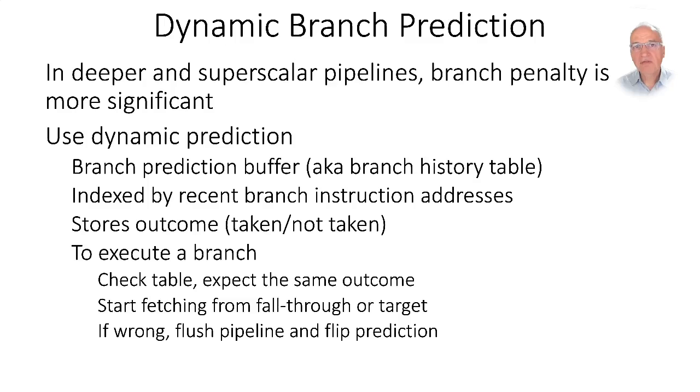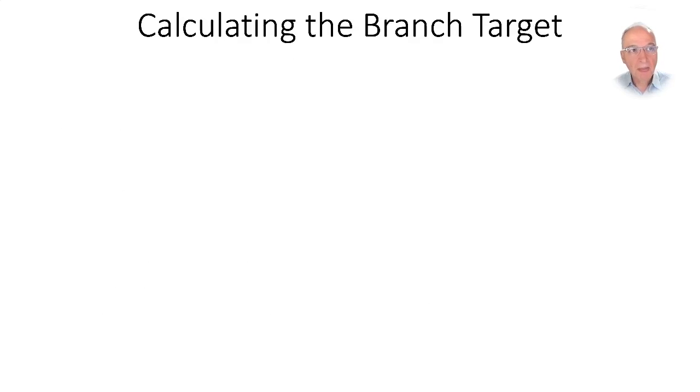If wrong, I'm going to flush the pipeline and I'm going to flip the prediction. So I'm going to go in my table and say that prediction was wrong. I'm going to make a note of that, and I'm going to fetch the correct instructions.